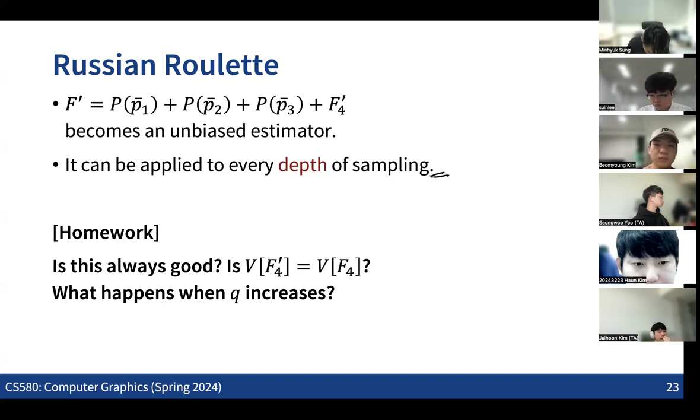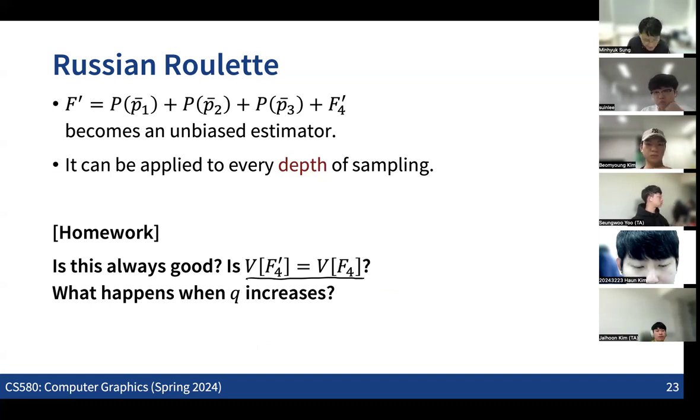But the question might be whether it's always good to have this Russian roulette. Obviously there are things we are compromising by dropping out the longer paths. Some questions we can think about are how much the variance will be increased, especially when you set the threshold of the Q value, depending on how we choose this Q value. Obviously the variance will be increased, right?